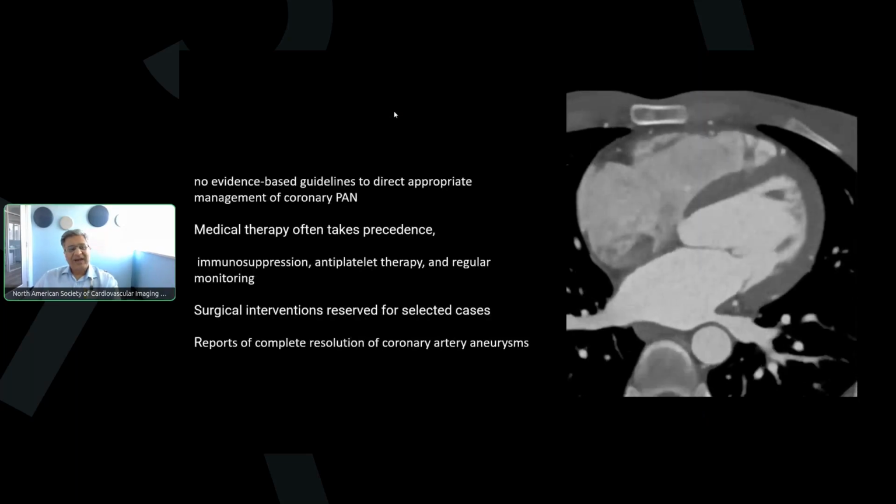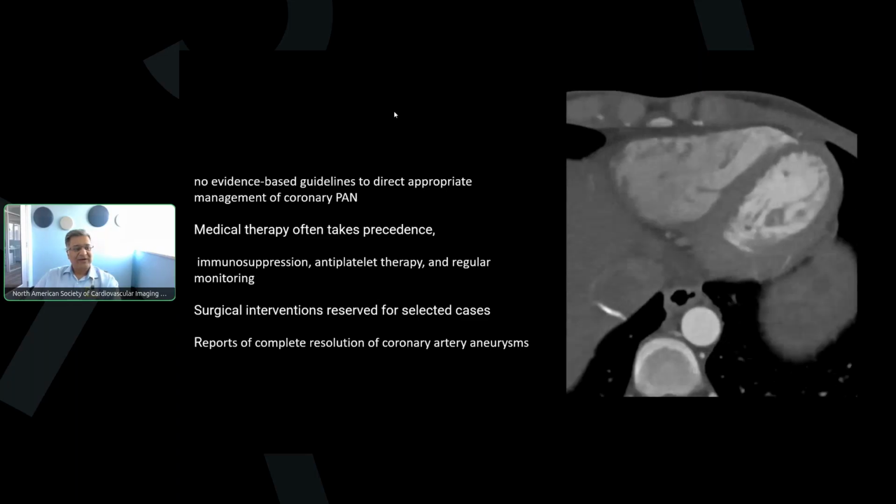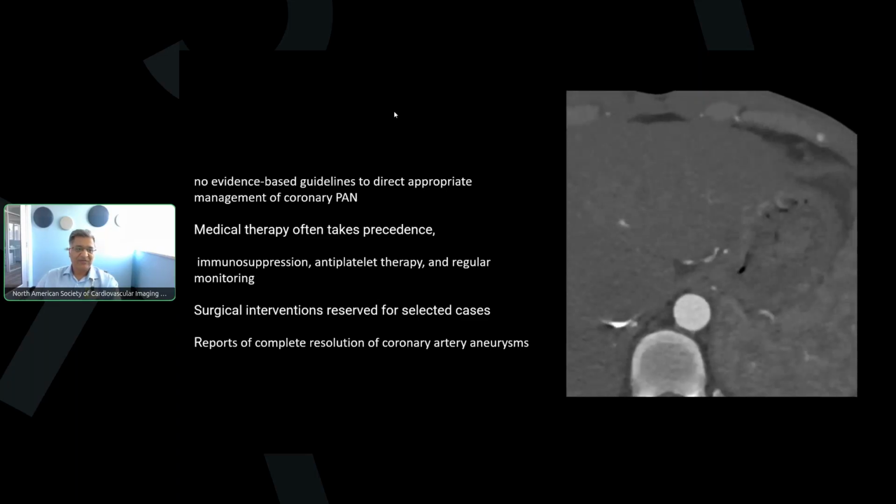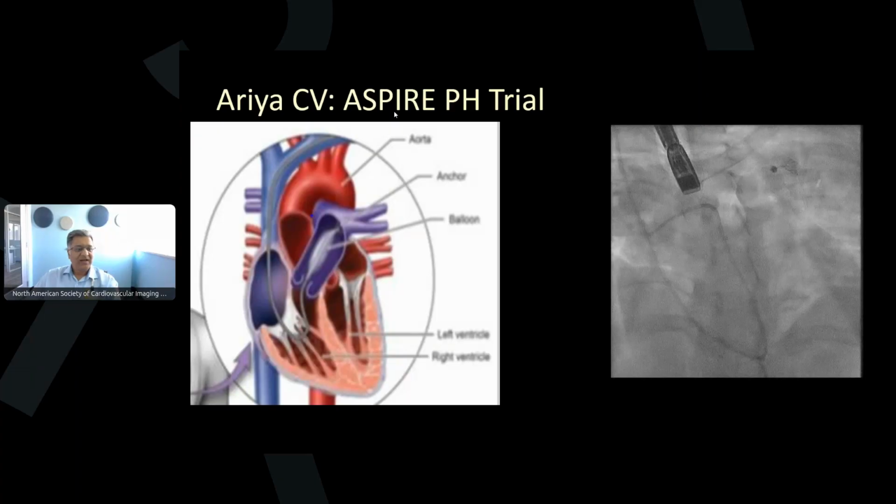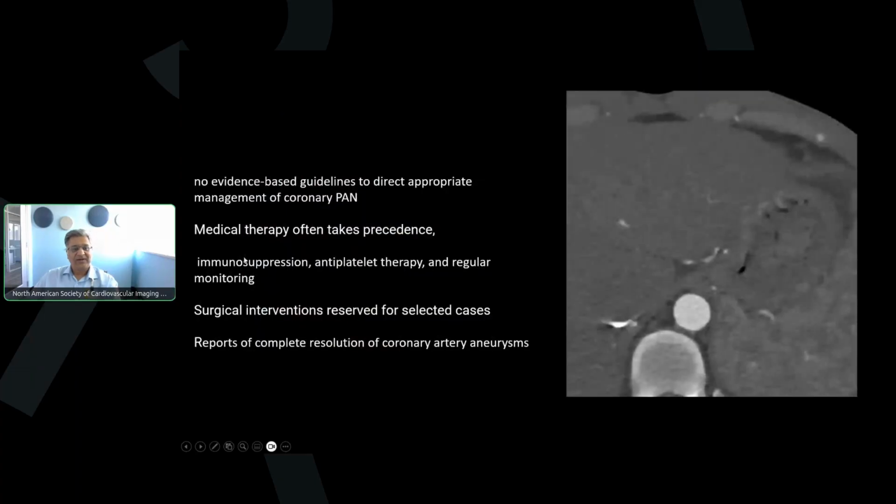There's no evidence-based guideline for management. So obviously medical therapy is what is usually done. Immunosuppression, antiplatelet therapy and regular monitoring is done. Surgical intervention is usually done only in selective cases. And there are case reports of almost complete resolution of coronary artery aneurysms. This is an interesting entity to know because typically when we think of aneurysms, we don't really think about them getting smaller.